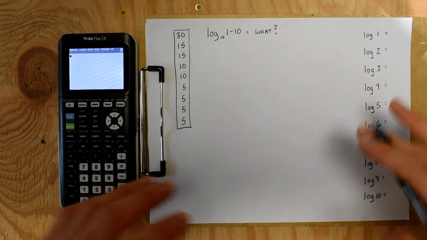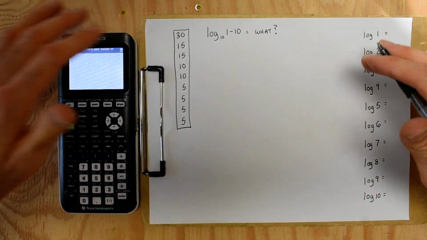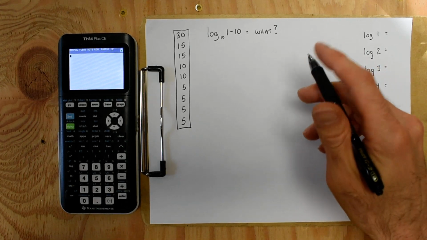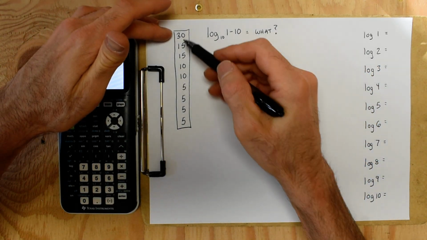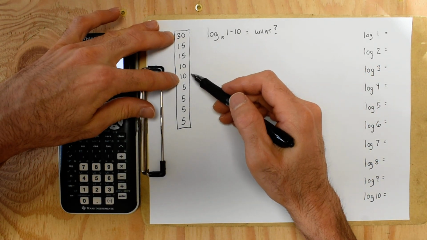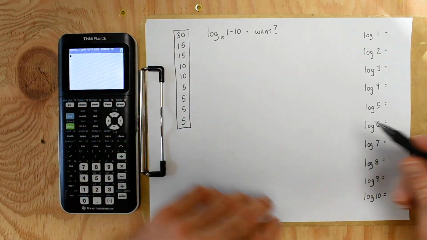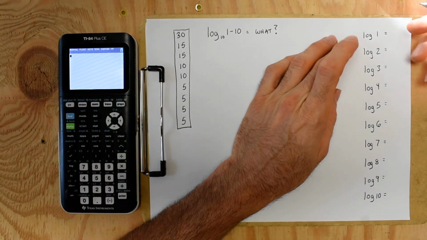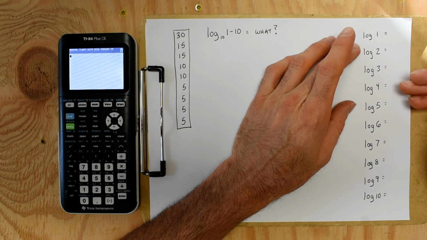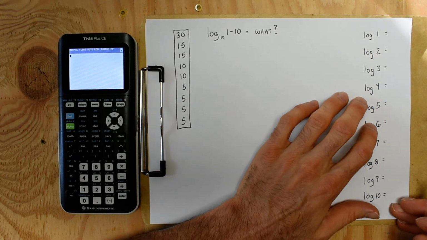Alright, let's see if we can just do a 10-minute video. I know I can't because my mind just doesn't work that way. But this video is the 30, 15, 15, 10, 10, 5, 5, 5, 5 to figure out exact numbers for log 1, log 2, all the way to log 10.